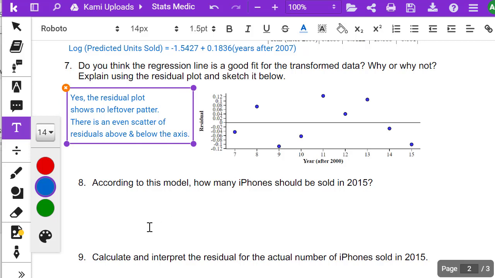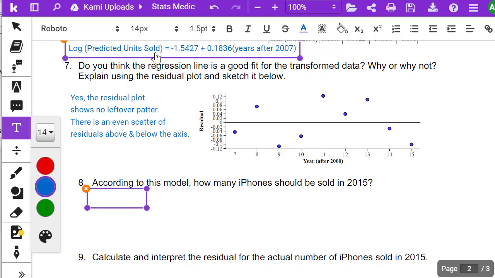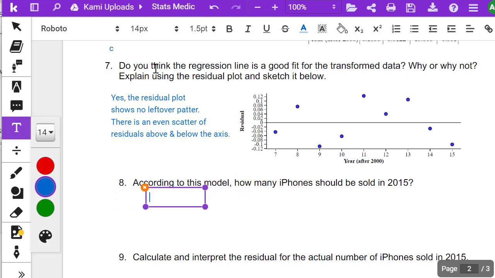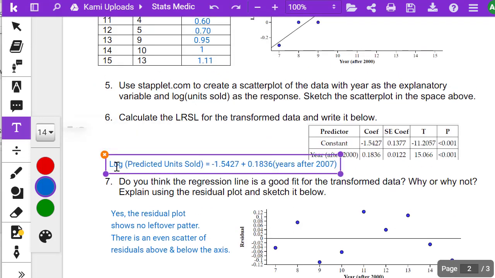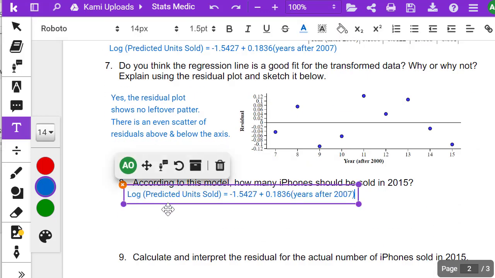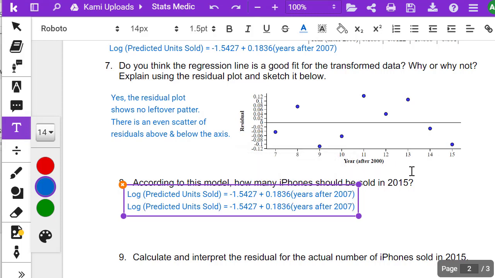All right, so now here's the fun part. This is probably the hardest thing. I don't know that you're going to have to do this, but this would be probably the hardest algebra we have to do. According to this model, how many iPhones will be sold in 2015? So I'm going to copy the equation. So we start with the equation, right? So what we're going to do is substitute in 15.